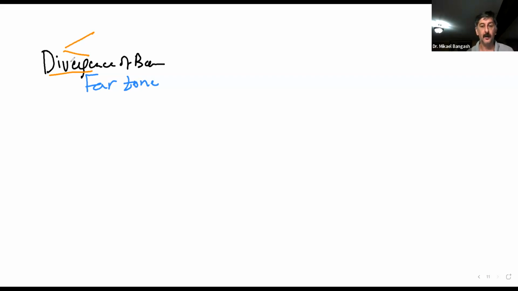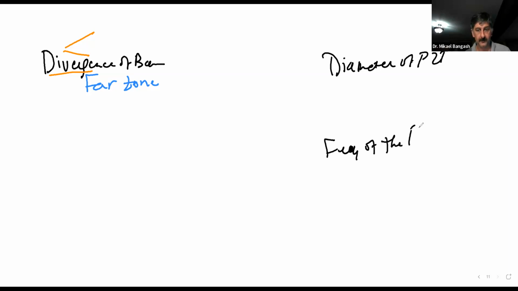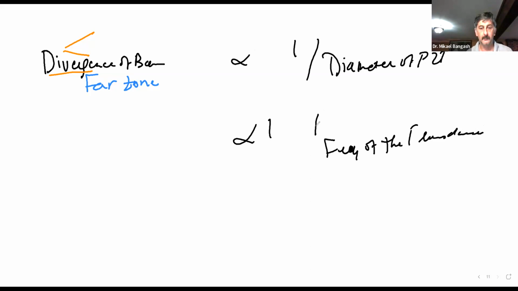Now, your focal depth is related to two things: the diameter of the PCT and the frequency of the transducer. But your beam divergence is inversely related to both of these. Did that make sense?